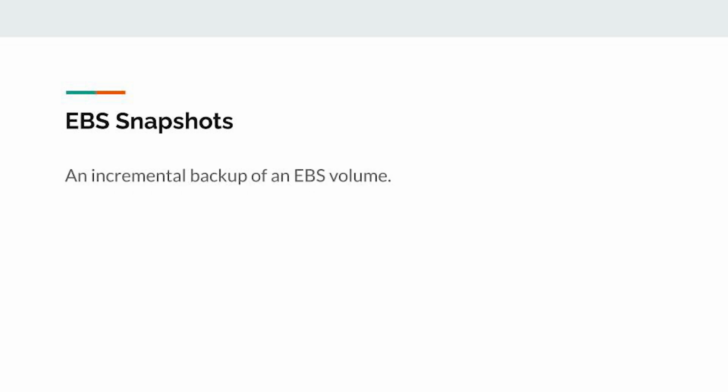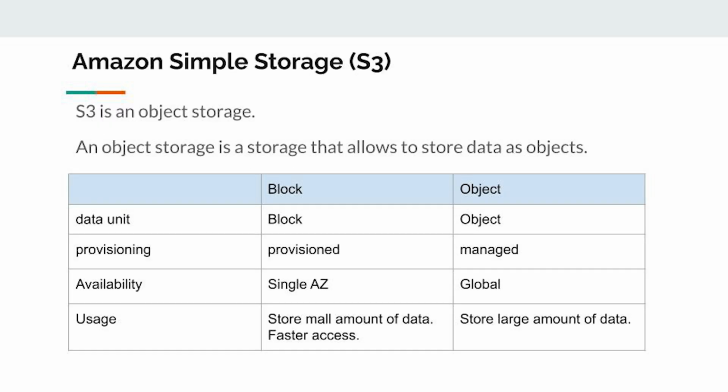Next topic, EBS Snapshots. An EBS snapshot is an incremental backup of an EBS volume. An incremental backup means that the first backup copies all the data, and the subsequent backups only copy blocks that have been changed. Next topic, Amazon Simple Storage, also called S3.